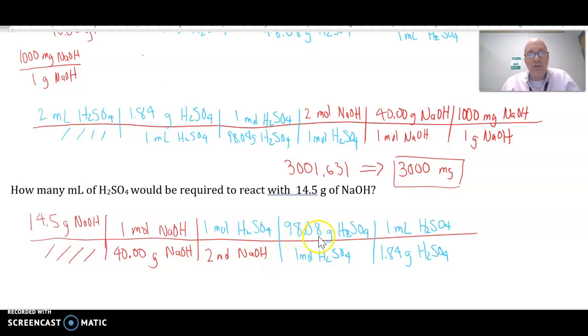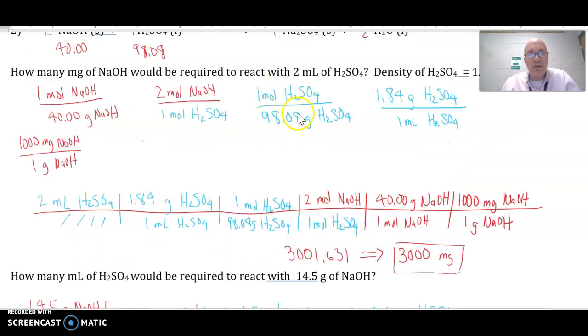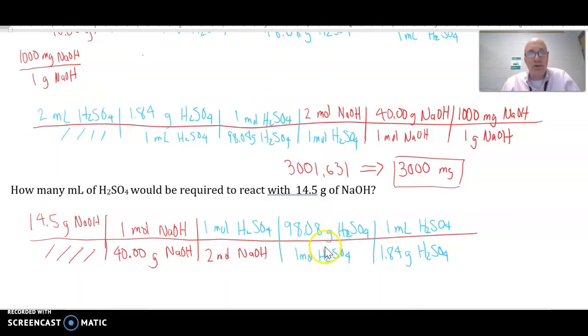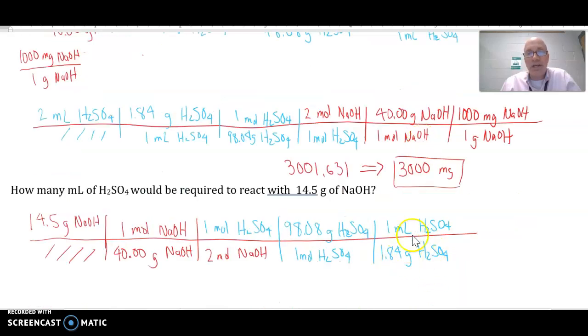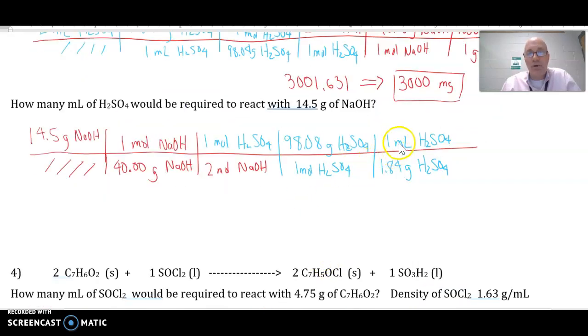All right. Followed by that, you're going to use this relationship right here, which you just turn upside down. And then since we want to get to milliliters of H2SO4, you just take the density relationship, you flip it upside down, and that would give you a number of milliliters. All right, I haven't shown the calculation, but you should be able to take the numbers from the top here, you multiply all those together, and then you divide them by the numbers on the bottom.